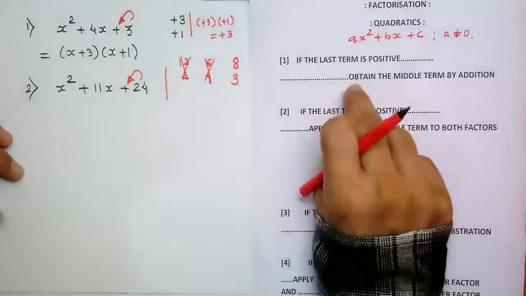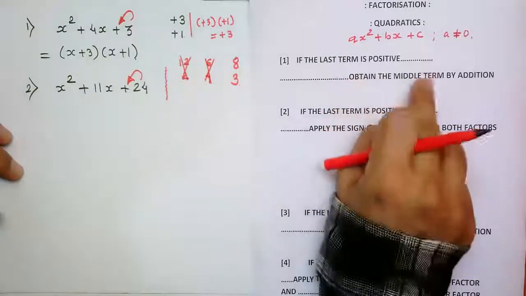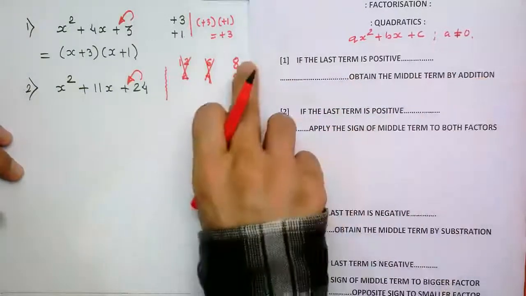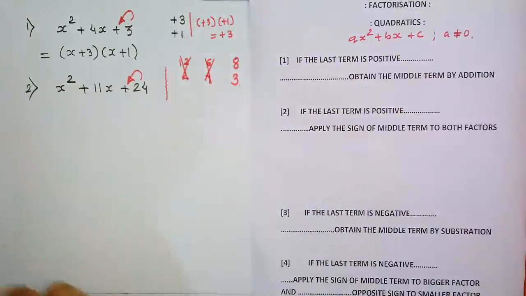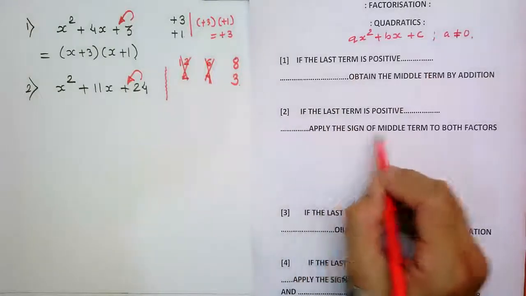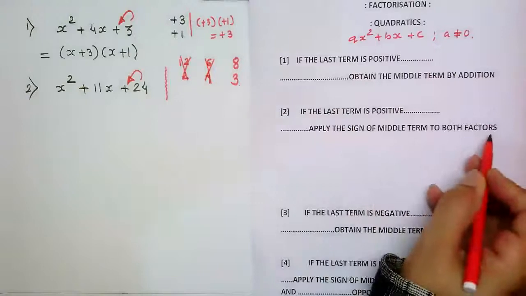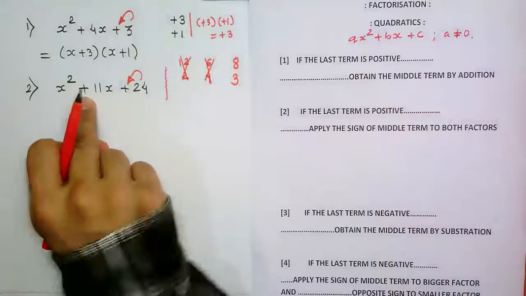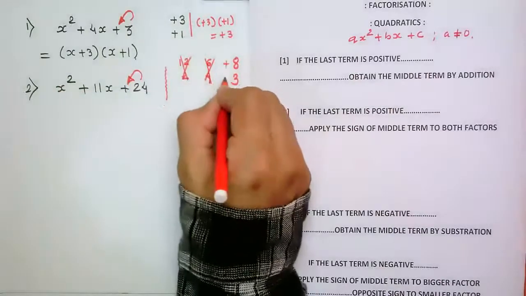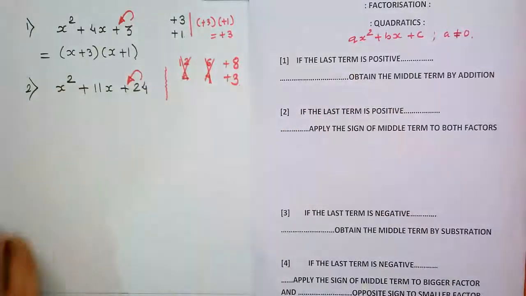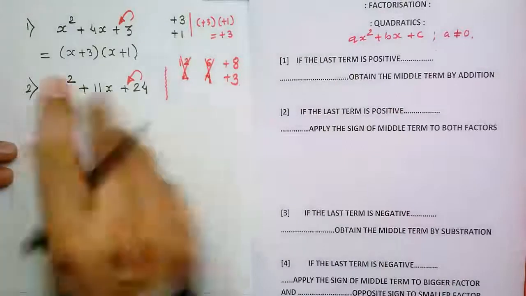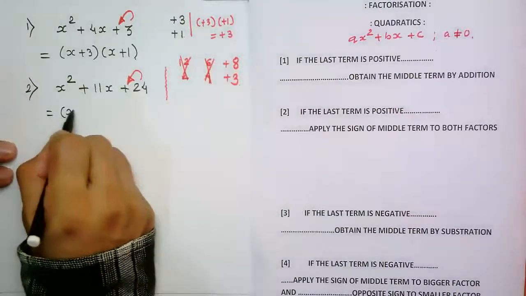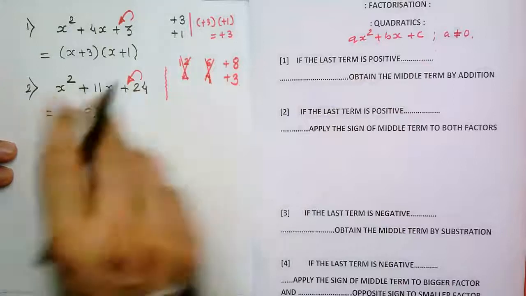So I followed this rule, obtain the middle term by addition. Addition of these two is 11. That's fine. Now, apply the sign of the middle term to both factors. Here, the middle term is positive. So I have to apply this positive sign to these two factors. So our answer will be x plus 8, x plus 3.